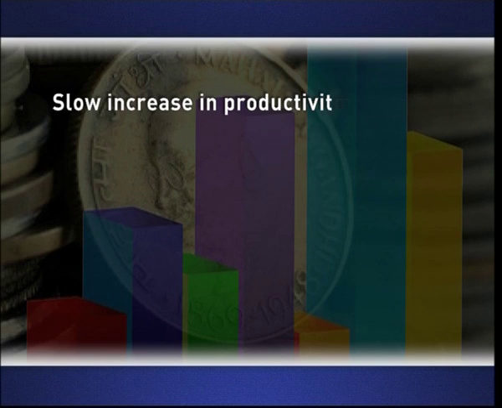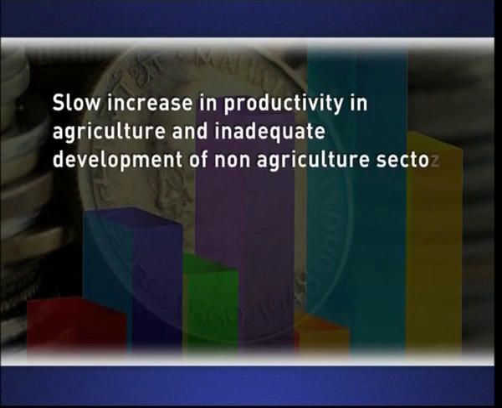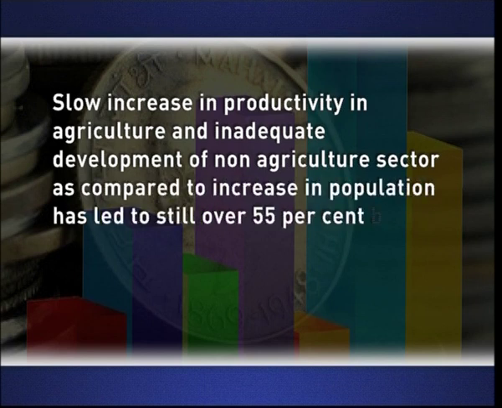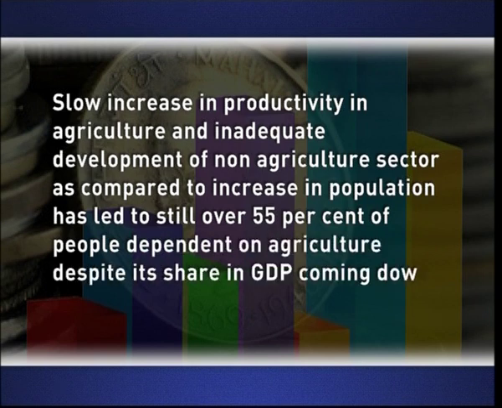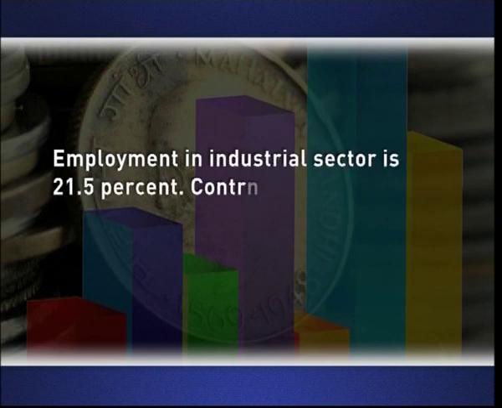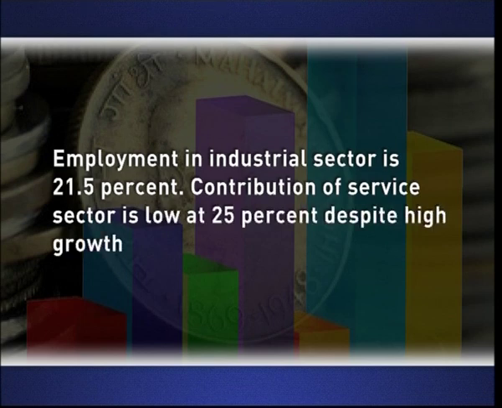Slow increase in productivity in agriculture and inadequate development of the non-agricultural sector as compared to an increase in population has led to still over 55% of people dependent on agriculture, despite its share in GDP coming down to 14%. Employment in the industrial sector is 21.5%. Contribution of the service sector is low at 25% despite a high growth of this sector.